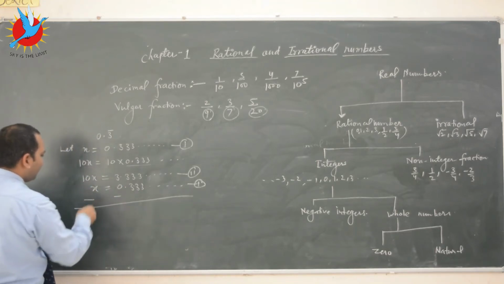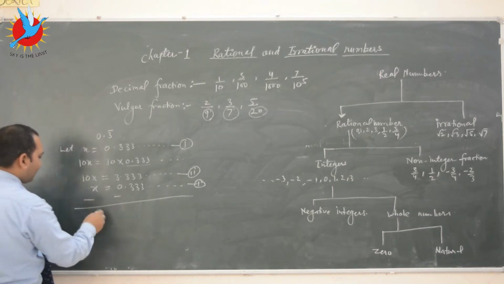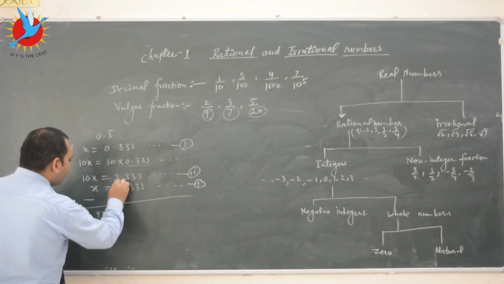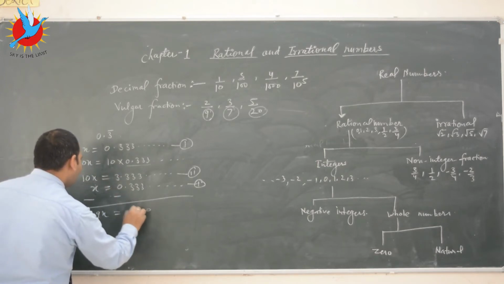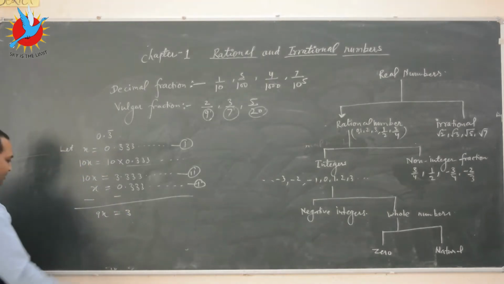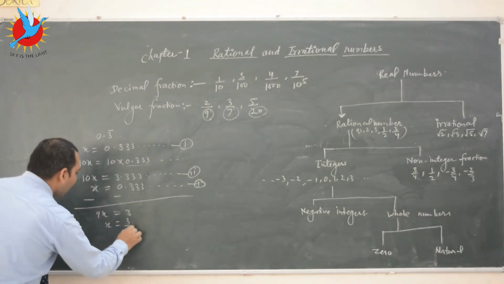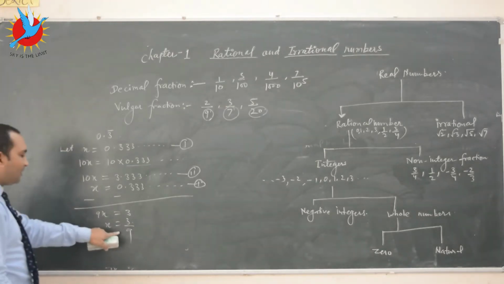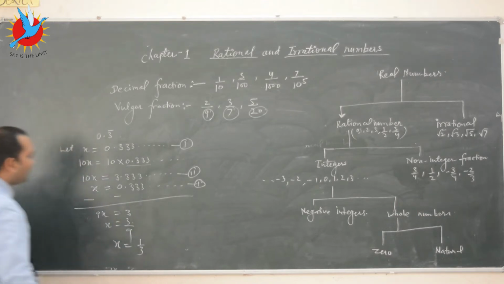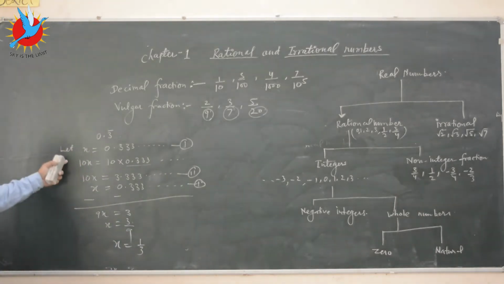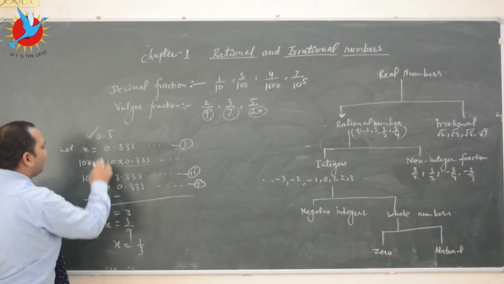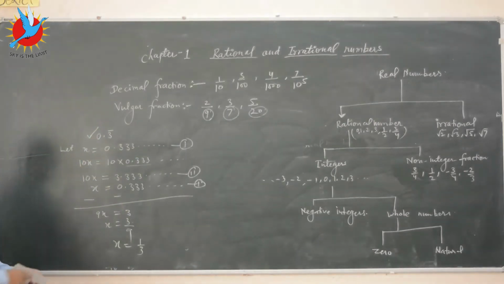So 10x minus x is equal to 9x, and 3.333 minus 0.333 gives 3.0, that is 3. So x is equal to 3 upon 9. In the simplest form, x is equal to 1 upon 3. So we can represent all the non-terminating but repeating decimals in the form of a vulgar fraction.